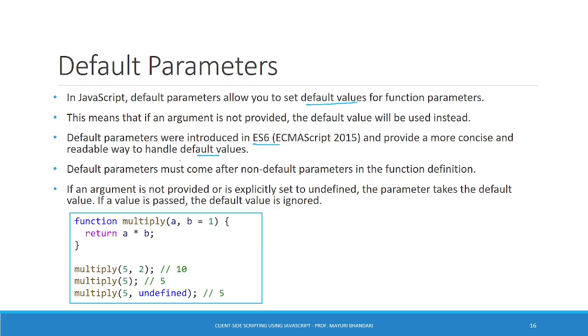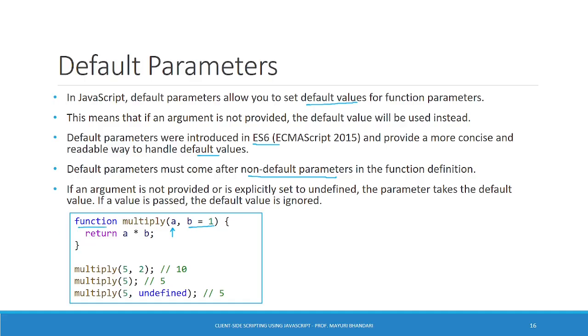One rule for default value is the default parameter must come after non-default parameters. So while defining function, you can have mix of default and non-default parameter. In such cases, first you define all non-default parameters followed by default parameter. Here is the example of default parameter.